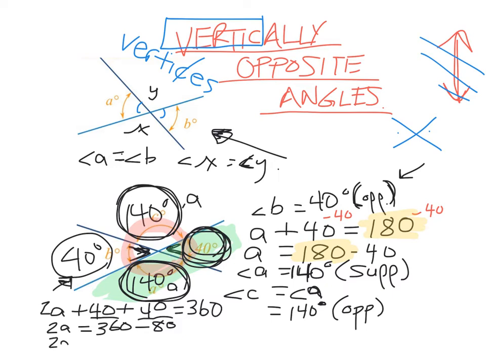And then 2A, I'm running out of room here. Okay, so 2A equals 360 minus 80. And that's going to be 280. Okay, and then we're going to divide both sides by 2. And I'm just going to come up over here. And I know that that and that cancel out. So 2 divided by 2 is 1. So I've just got A left over. And then 280 divided by 2 is 140 degrees.